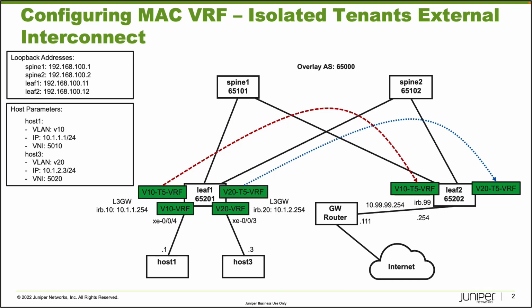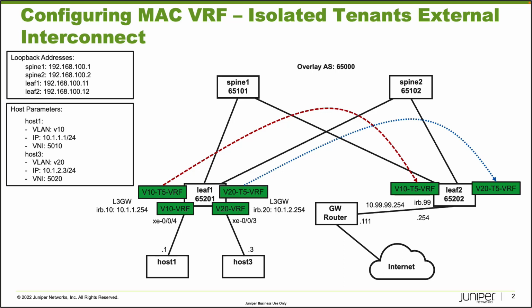Now, host 1 is a part of VLAN v10 with IP 10.1.1.1, and host 3 is a part of VLAN v20 with IP 10.1.2.3. Host 1 is using VNI 5010, and host 3 is using VNI 5020. As you can see in the topology, host 1 is connected into leaf 1 on the v10 MAC VRF, and then host 3 is connected into leaf 1 on the v20 MAC VRF. And you can see how those connections look.